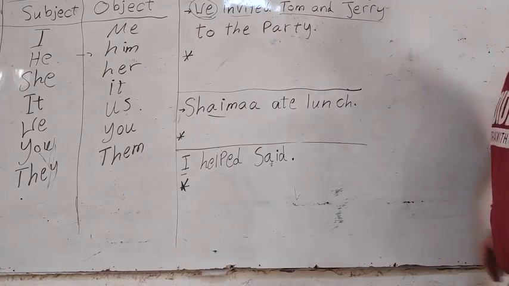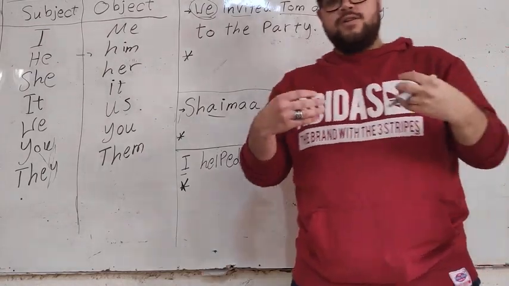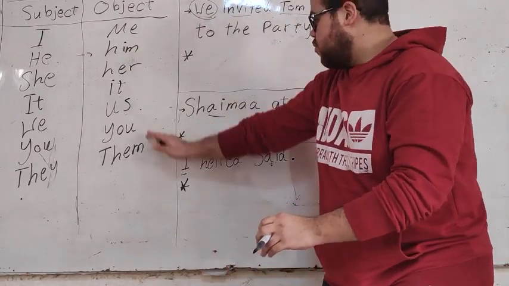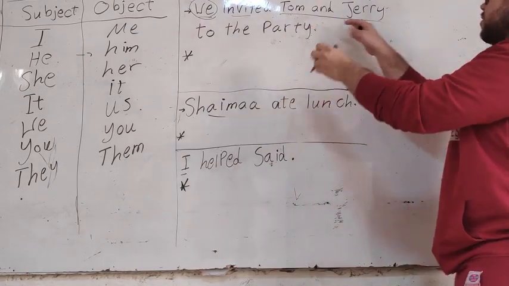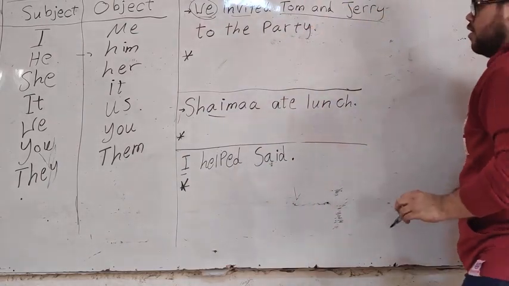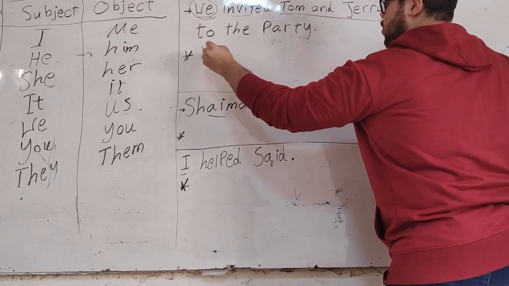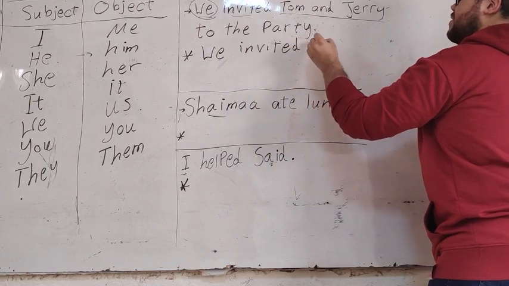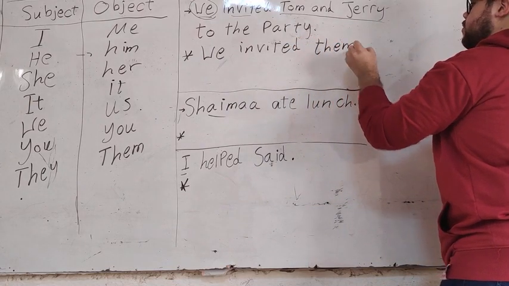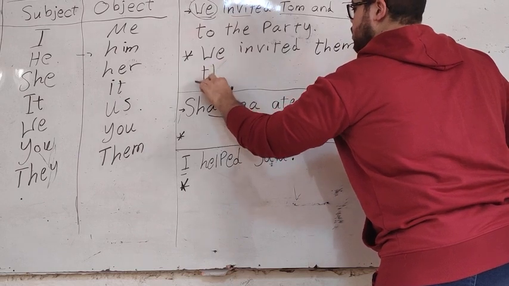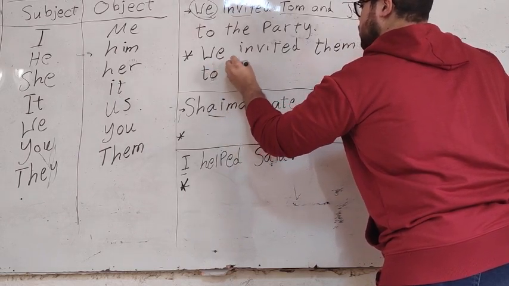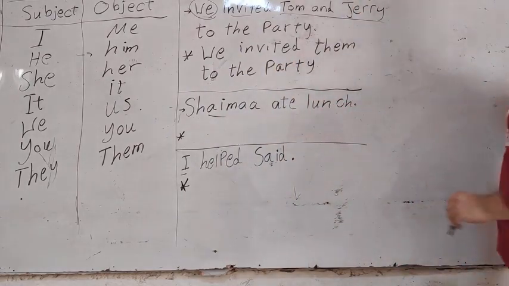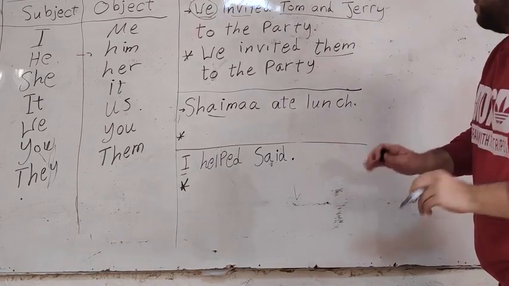So if I want to turn Tom and Jerry into object pronouns, which one of these pronouns should be placed instead of Tom and Jerry? Yes. Okay. I will write the sentence. We invited them to the party. So here them replaces Tom and Jerry.